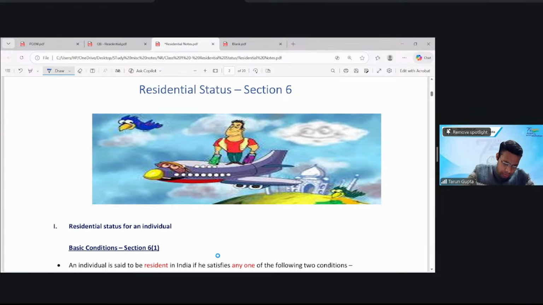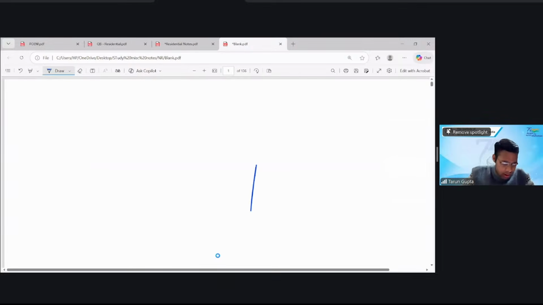First of all, friends, let's start with the basics. First, tell me why we study this residential status. What is the relevance of residential status? Try to keep the class interactive. It will help you maintain focus in the class. I'll try to revert to whatever message you give in the chat. Can anybody tell me why we are required to compute a residential status?